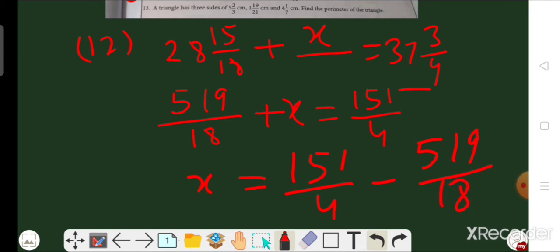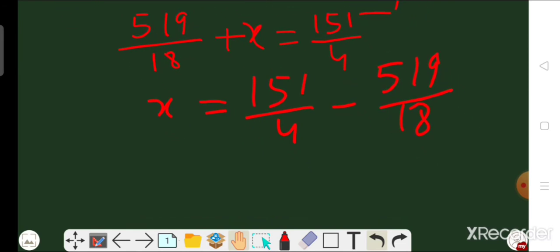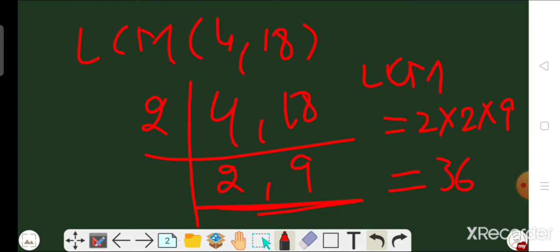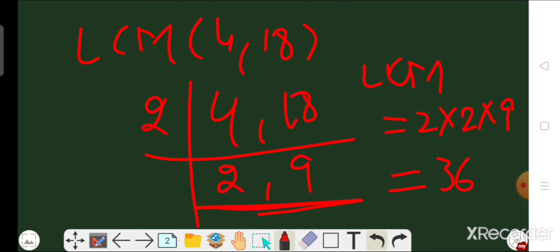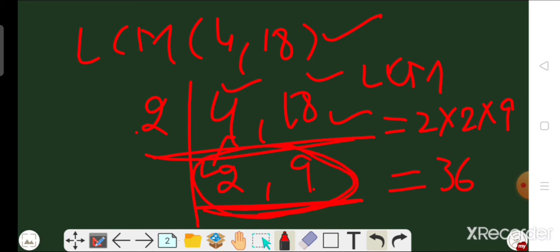Now to find the value of x we have to solve this difference of fractions, and we know that to solve the difference of fractions we have to find their LCM. So the LCM of 4 and 18 is, look here, what is the common part between 4 and 18? 2. So this 4 will become 2 and this 18 will become 9, and there is no common factor between 2 and 9 other than 1. So the LCM is 2 multiplied by 2 multiplied by 9 and that is 36. So the LCM is 36.